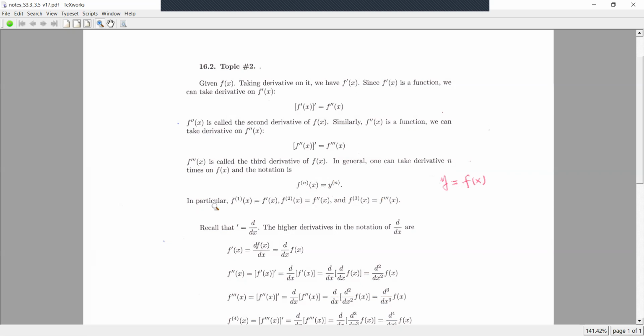In particular, when n is 1, this notation is f prime of x. When n is 2, the notation is f double prime. When n is 3, the notation is f triple prime, and so on.